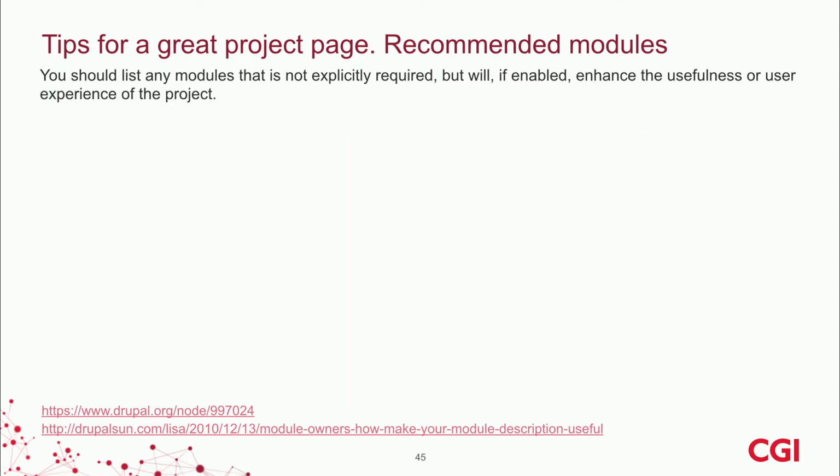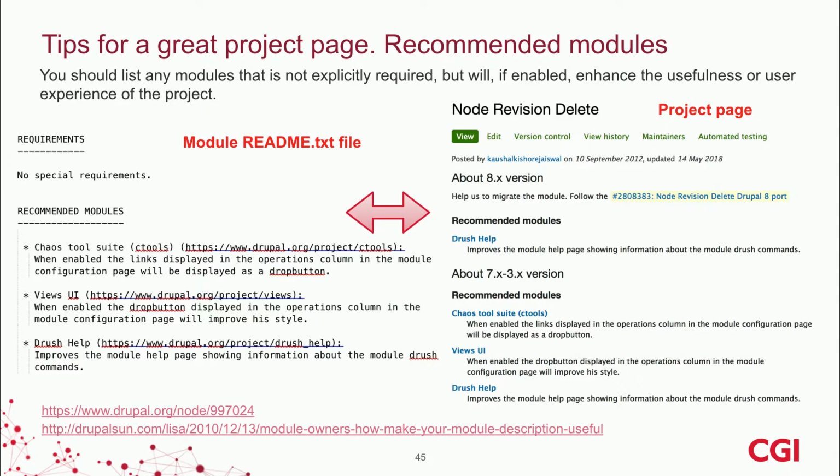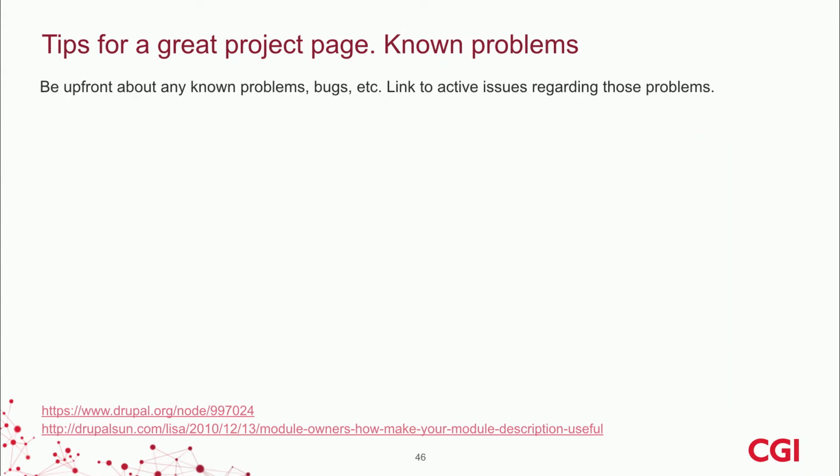And you can recommend a module that will work together with your module or will improve your module's presentation. This is one example for Node Revision Delete. You just go to the README file, take the section, and put the section in your Drupal project page.